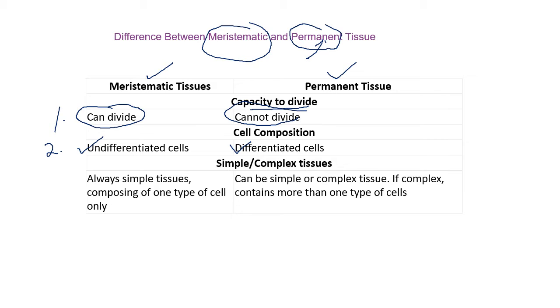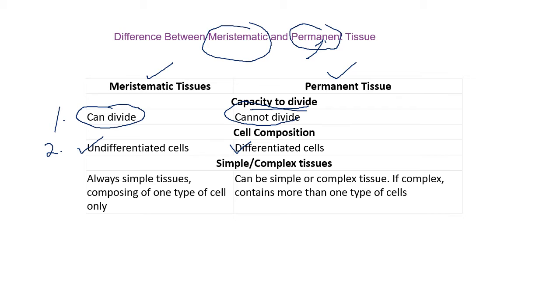For example, they may take the function of photosynthesis. For example, mesophyll cells in leaves may become parenchyma cells and perform some function. They may become aerenchyma. They may become chlorenchyma. They may provide mechanical support and become collenchyma cells. So permanent tissues are differentiated, while meristematic tissues are undifferentiated.